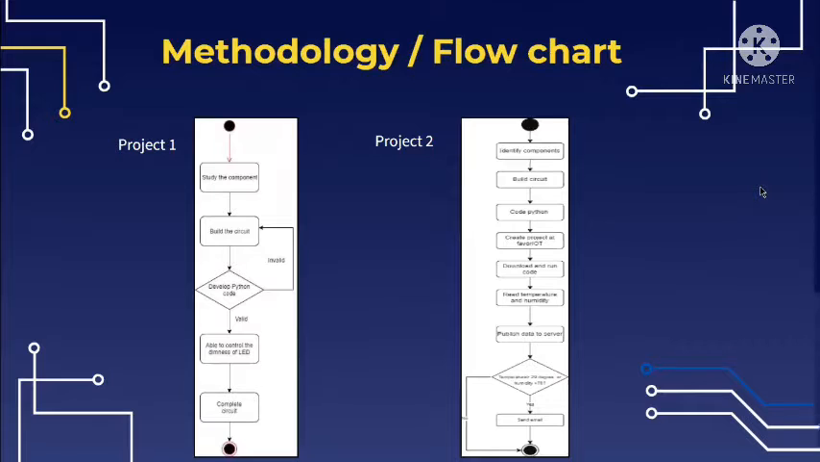Now let's look into the methodology flowchart of Project 1 and Project 2. Project 1: first, we have to study the components to understand their function. Then we have to build a circuit using the given components. To assess the circuit, we have to develop valid Python code.